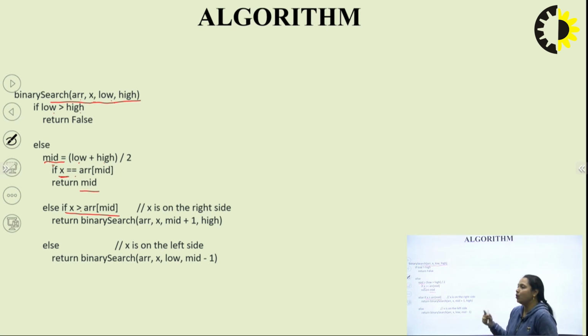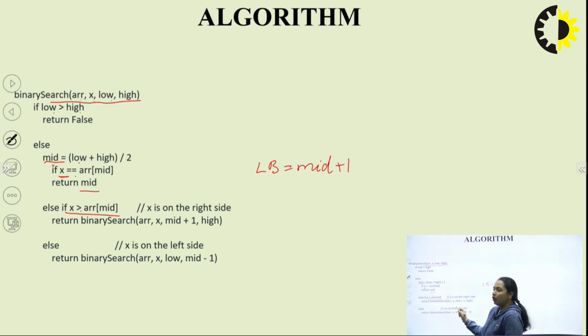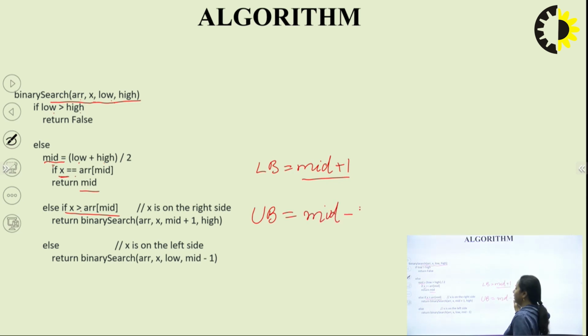If X is greater than the middle element, in that particular case, what we will do? We will update the lower bound of the array. What is the formula for updating the lower bound? That is middle plus 1. So lower bound of array is updated as mid plus 1 and upper bound will remain same. Again middle value is being calculated and then searched. Otherwise, if X is on the left side, or you can say if the required element is smaller than the middle element, in that particular case, upper bound is updated as mid minus 1.